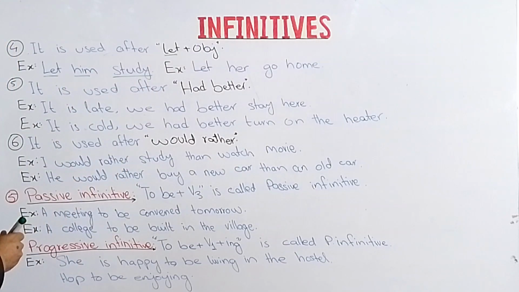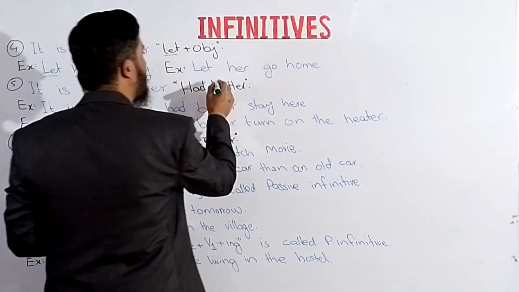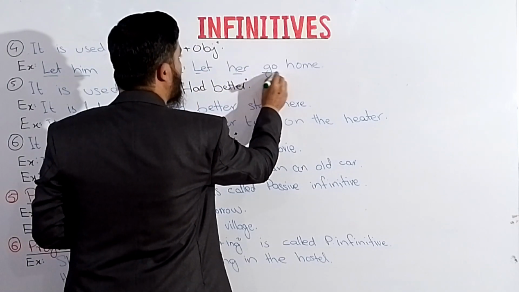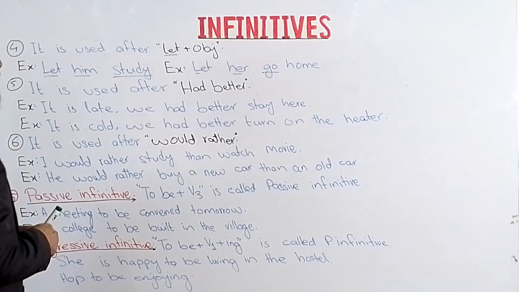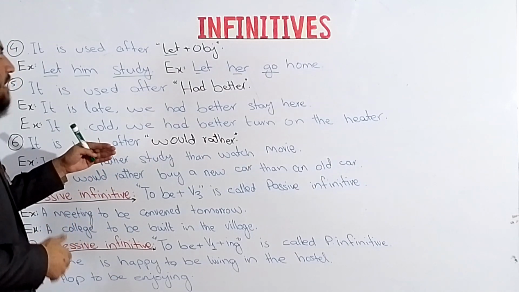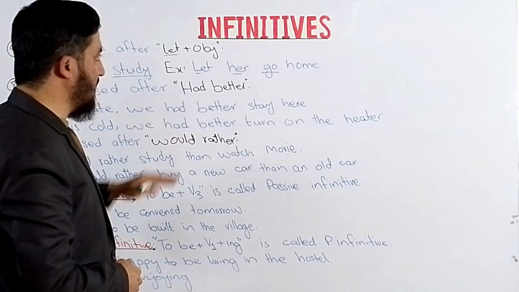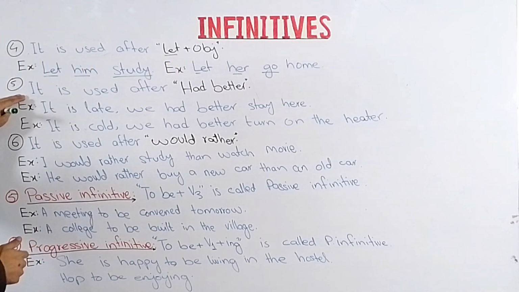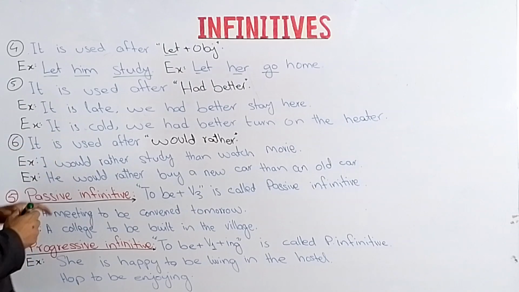Let him study, let him study. Or let her go home. Let her, object, then go, the first form of the verb. Let her go. Let me study, let me sleep. In such sentences we always use the bare infinitive. Okay. Then comes the fifth usage of the bare infinitive, that it is used after had better.